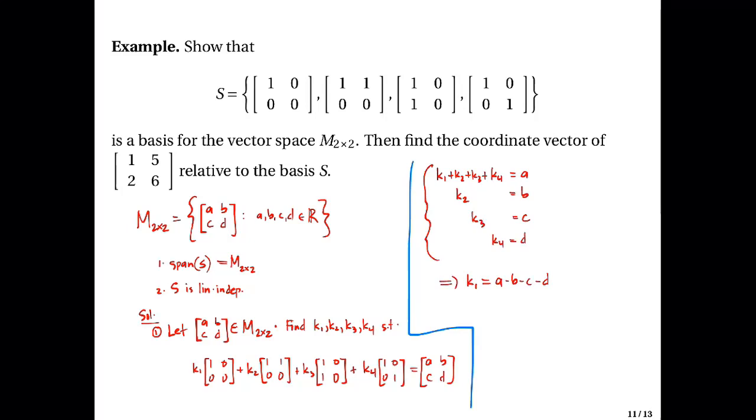Question? So meaning we have actual values for K1, K2, K3, and K4 if we get arbitrary values for ABCD. So here we have the values for K1, K4, K3, and K2. So the span of S is equal to M2 by 2.